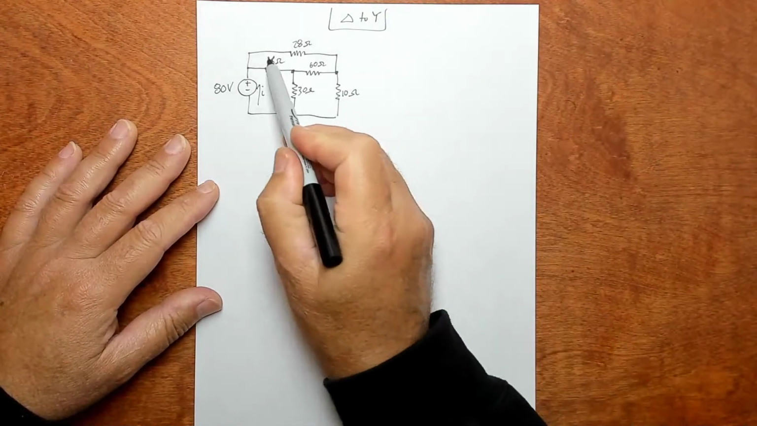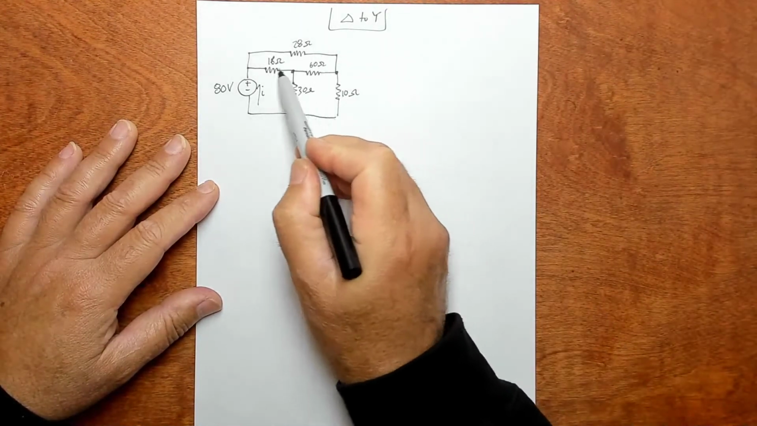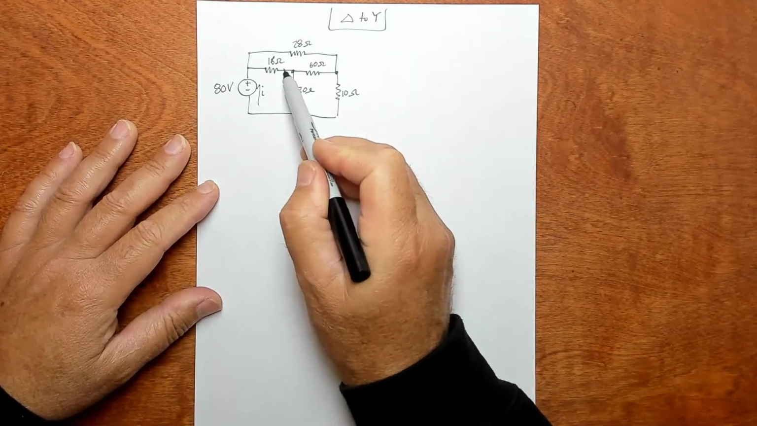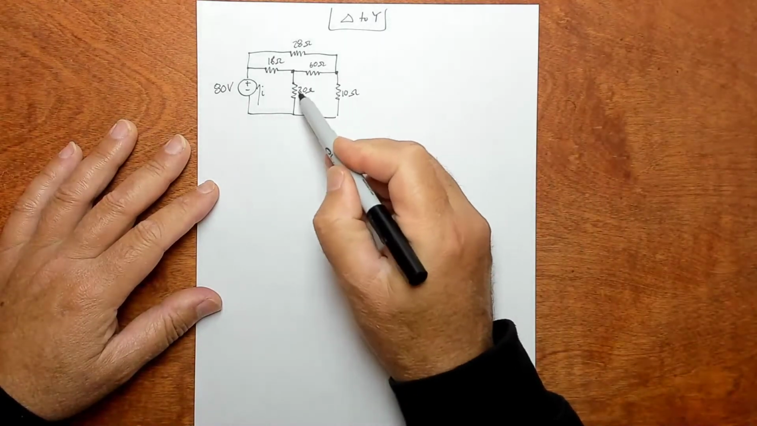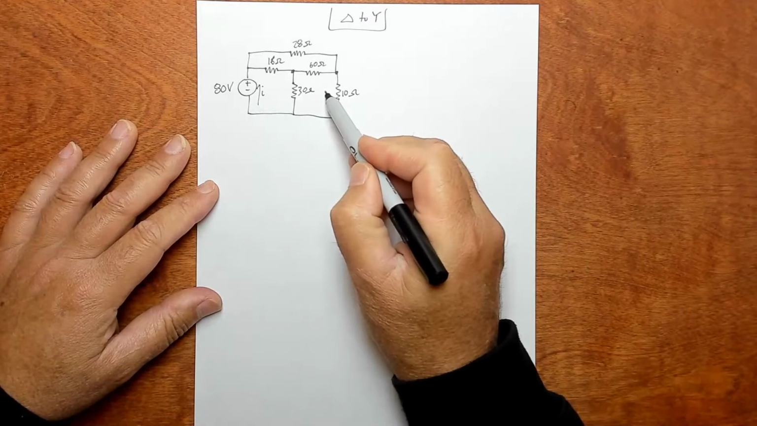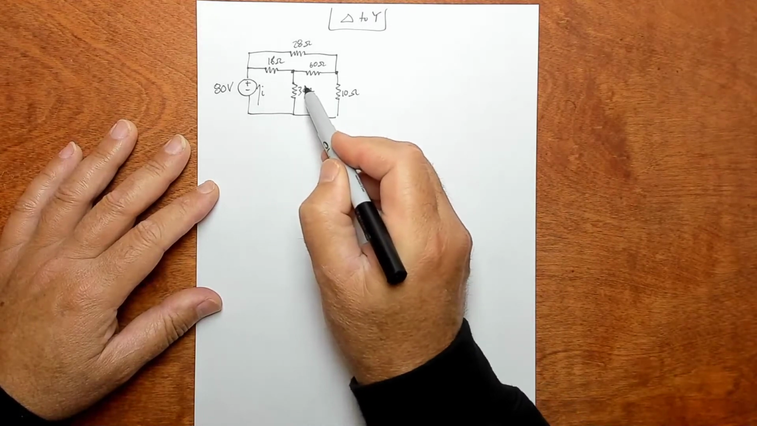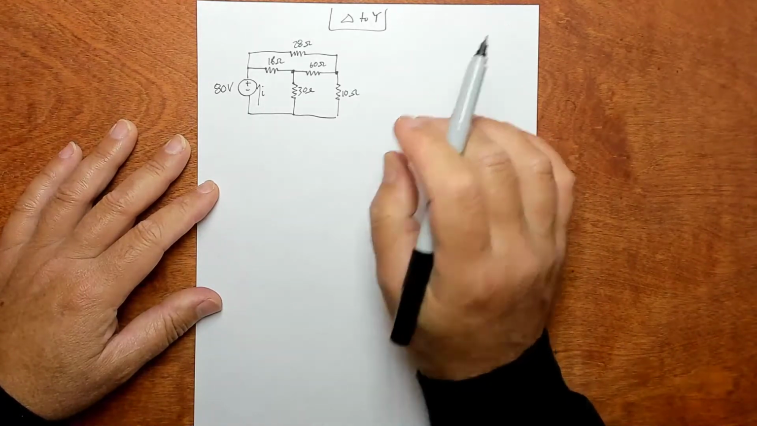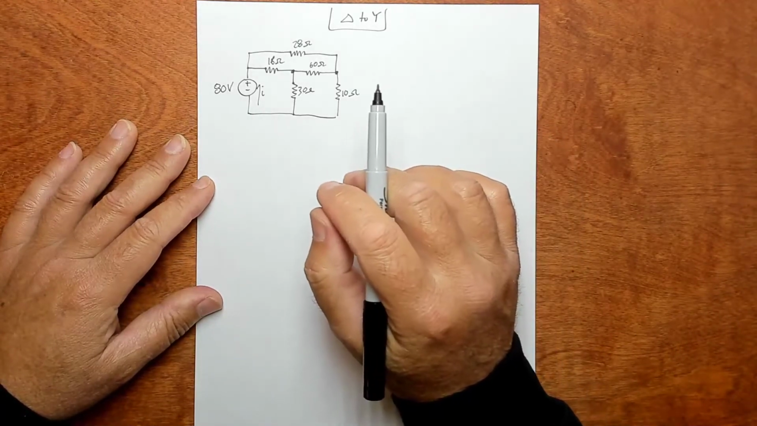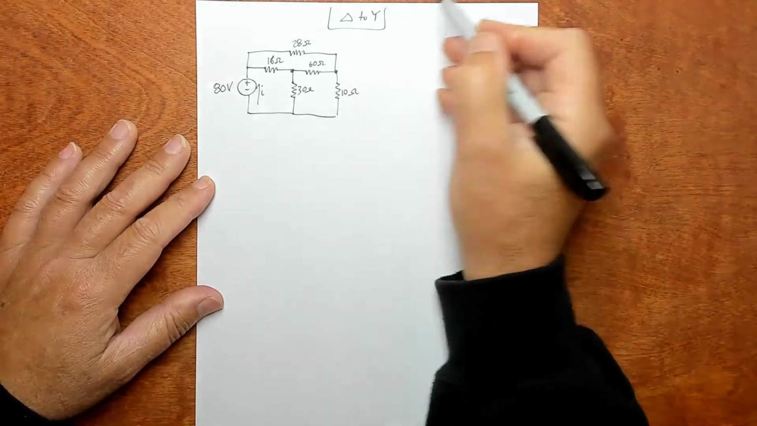So there's a delta up around the top. These three resistors are connected in a delta configuration. There's another delta over here, these three resistors. And then there's a Y between these three resistors. But there's nothing that's in simple series and there's nothing that's in simple parallel, so we have to use this delta to Y.